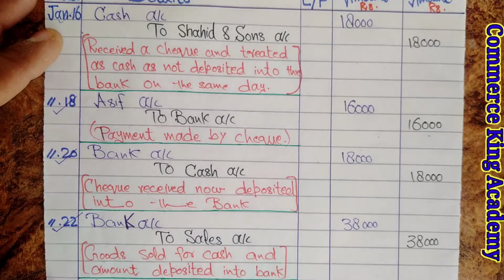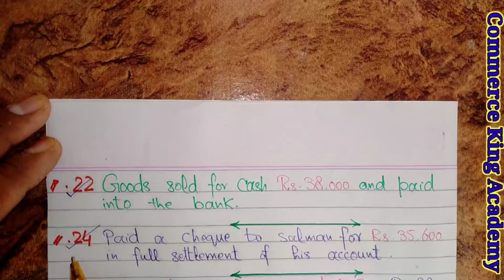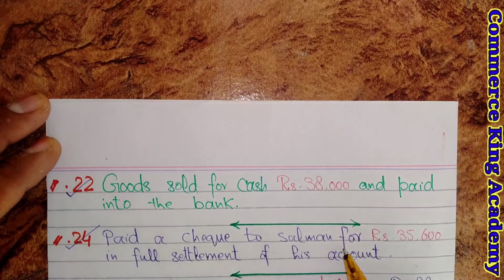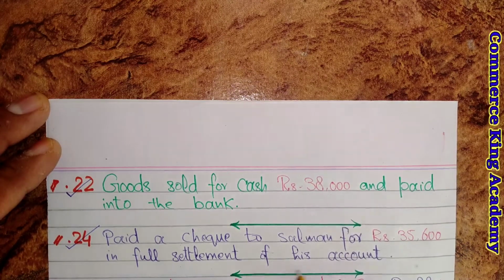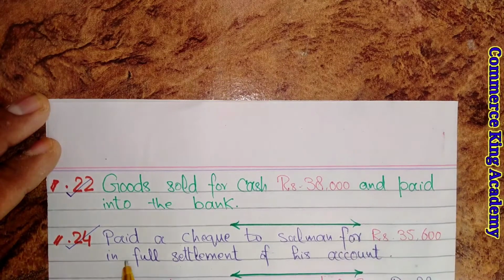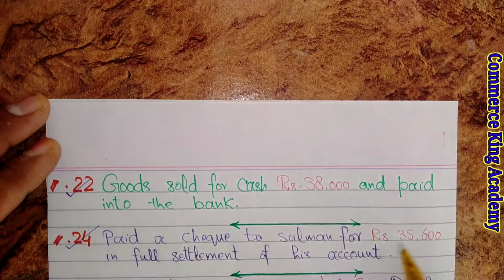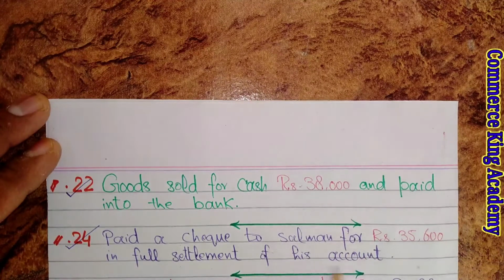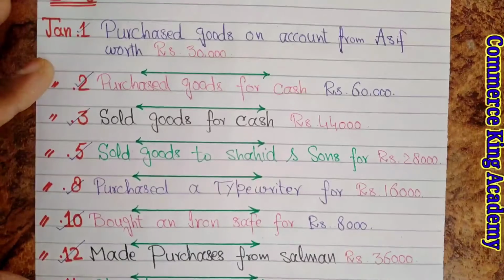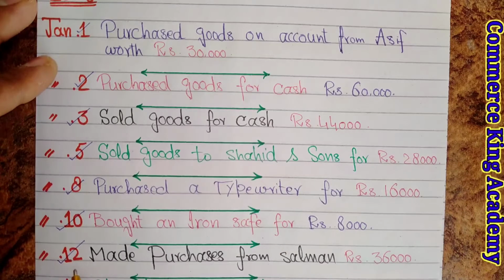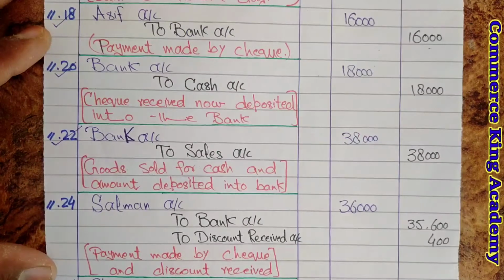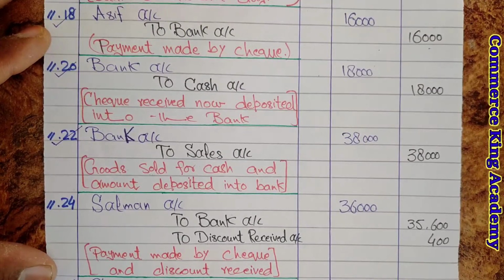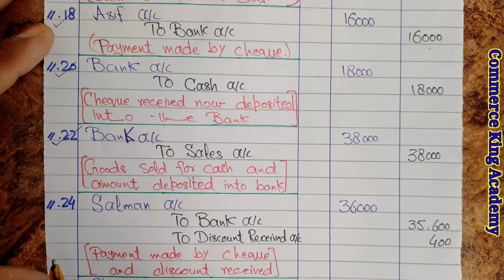That's it. Next transaction is this: on Jan 24, paid a check to Salman for rupees 35,600 in full settlement of his account. For understanding this transaction's statement, we must understand the previous account of Mr. Salman, right? So let's see this. In earlier date, Jan 12th, made purchases from Salman amounted 36,000 rupees. Understand? After understanding the transaction's statement, now we move toward the journal entry.